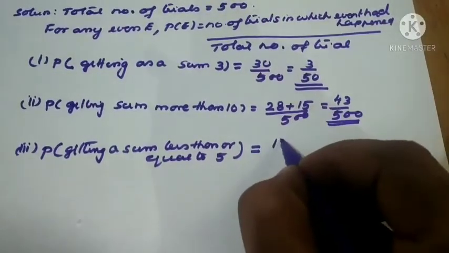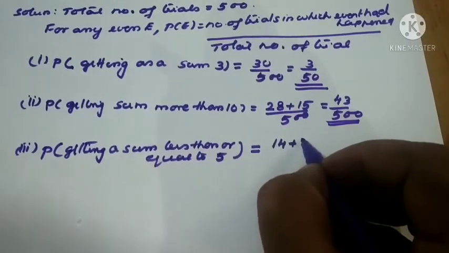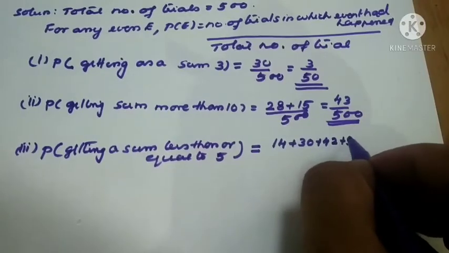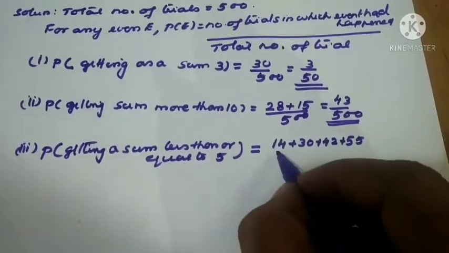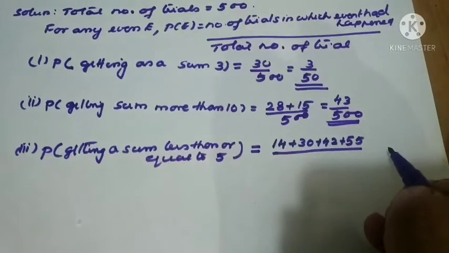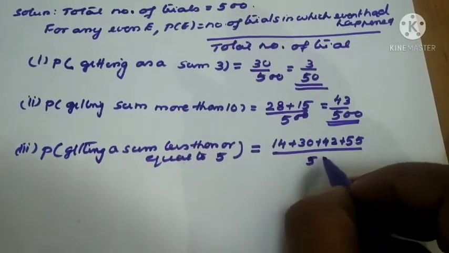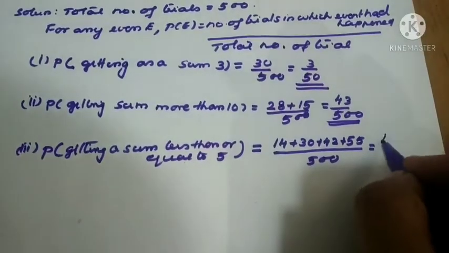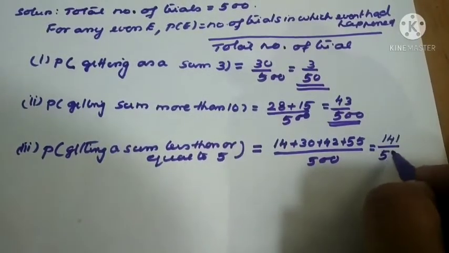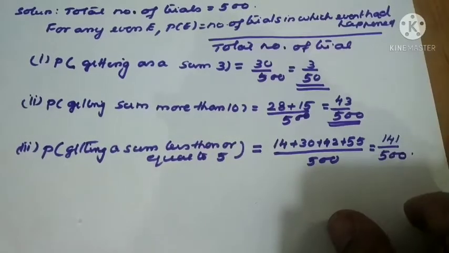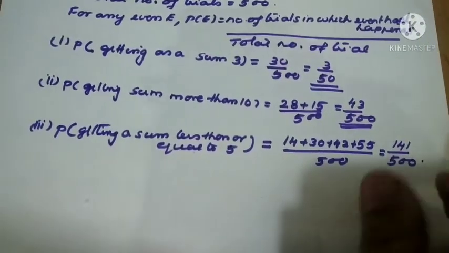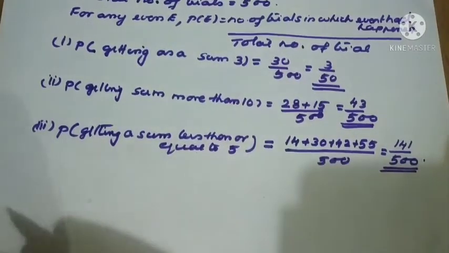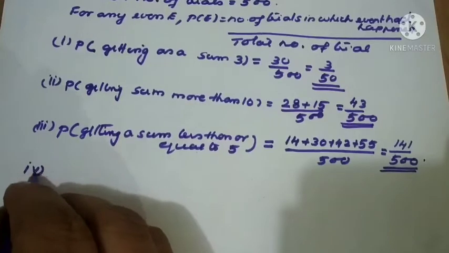Now let us write the solution. Against 2 it is 14, against 3 the frequency is 30, 4 it is 42, 5 it is 55, because it is equal to 5 also, so against 5 also we should take it, and out of how many trials? 500. Now what is the sum here? 141. So 141 by 500. If you simplify, you will get 0.282, otherwise if any other number is there, we can simplify and keep it like this. Okay, next is question number 4.